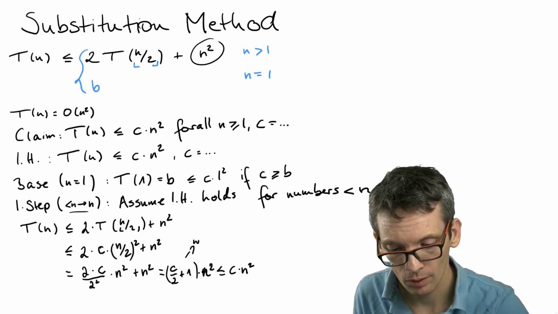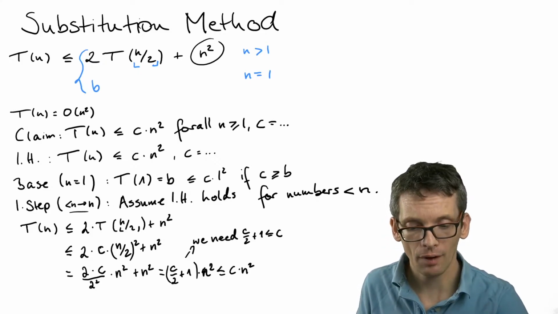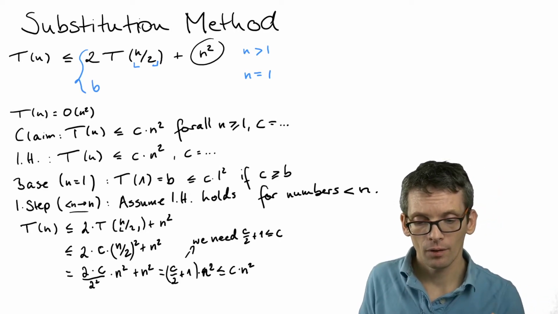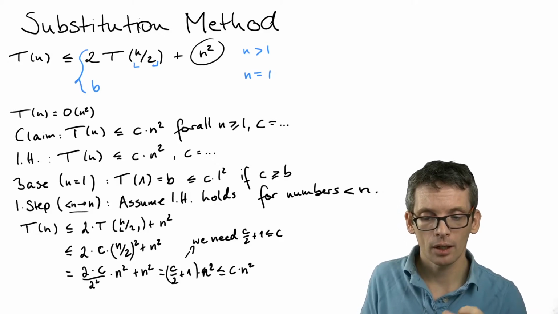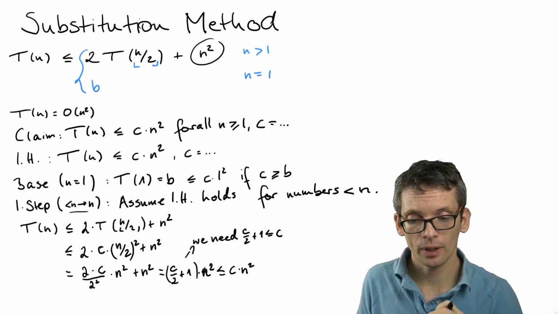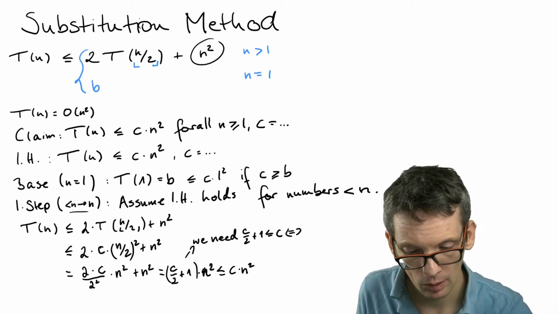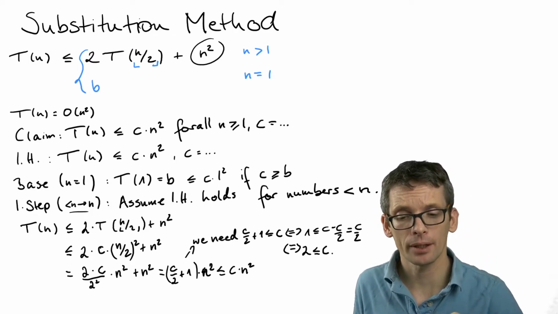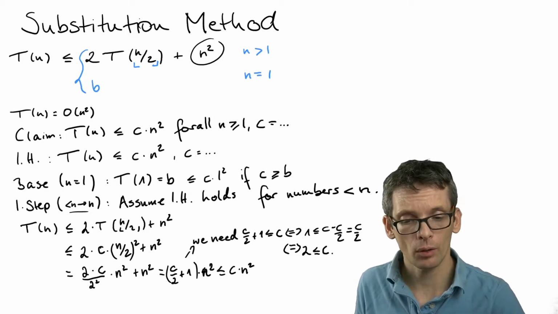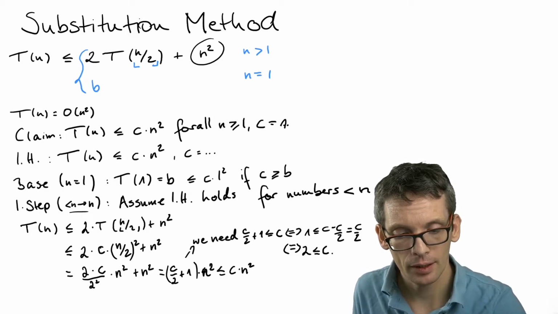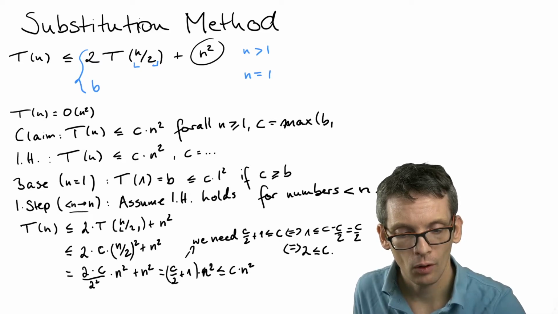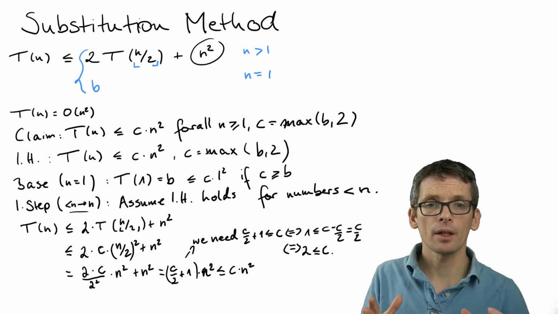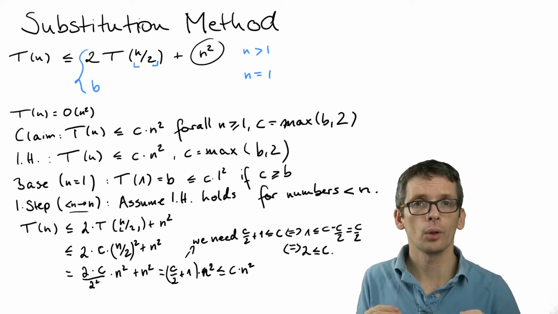So we need that c half plus 1 is smaller or equal c. We can bring the c half to the other side. Then we have 1 is smaller or equal c half. So we get that 2 is smaller or equal c. Now we can pick c. So now we're going to say that c is the maximum of b and 2. And with this, the induction goes through.